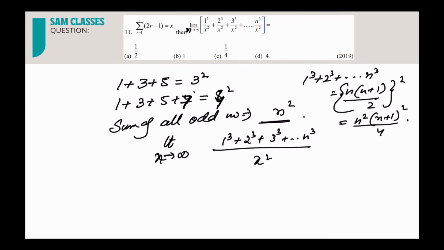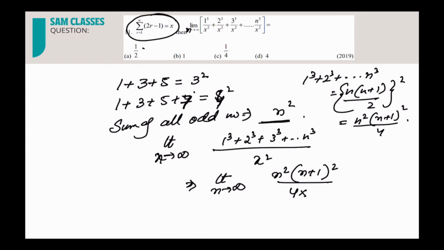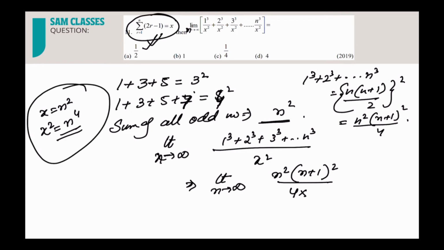Now if I do this, what I'm getting is limit n tends to infinity of n square into n plus 1 whole square by 4. Correct? Now what about x square? x is equal to what? Sum of all odd numbers. So x is equal to n square, the summation of all odd numbers. So x square will be what, in terms of n? n power 4.